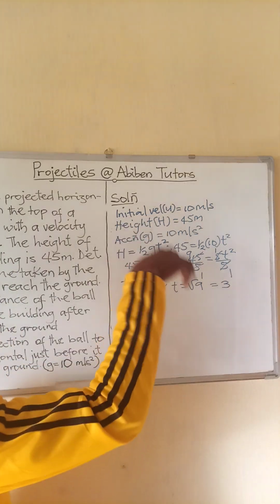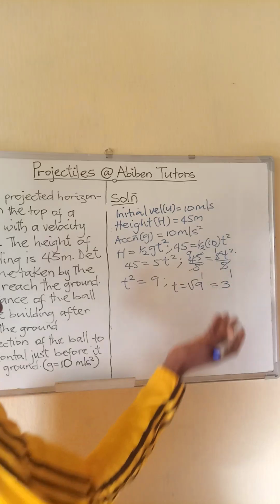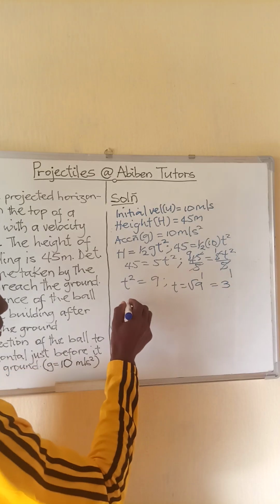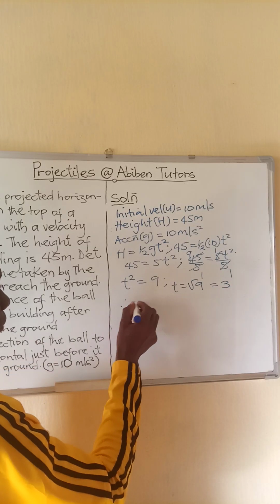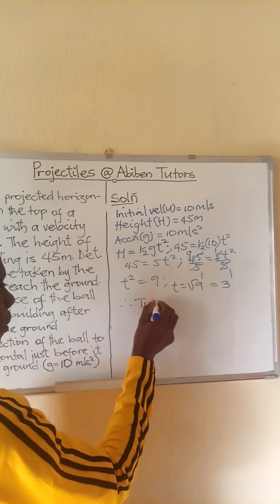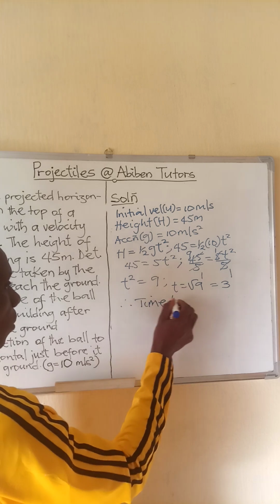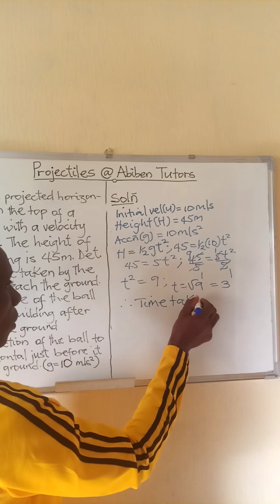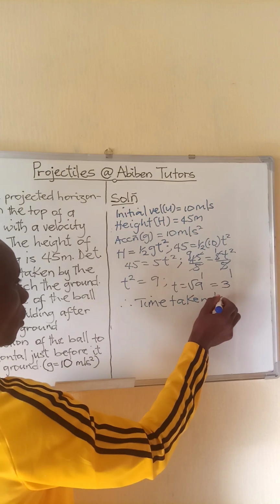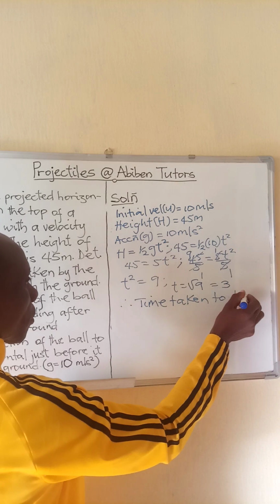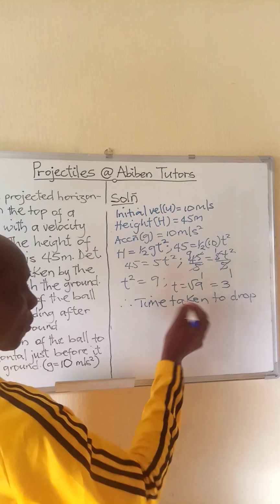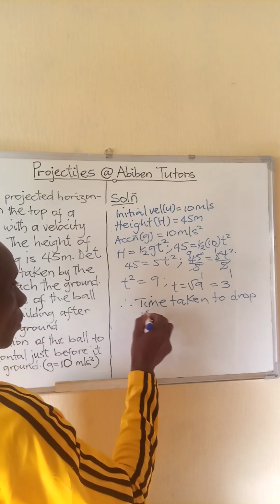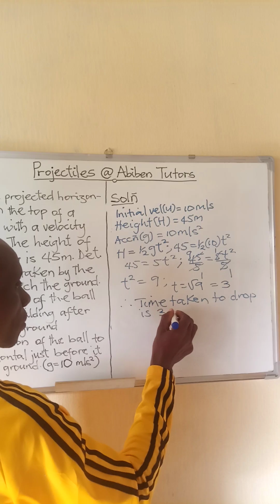Therefore, the time taken for the body to drop, which is the time of flight, is going to be 3 seconds. So therefore, the time taken to drop or hit the ground, whichever way, is 3 seconds.